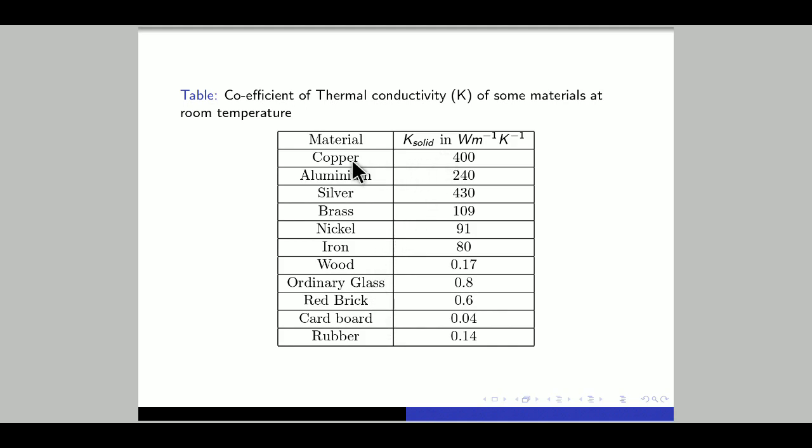From these values you can observe that copper, aluminium, silver, brass, nickel, iron, they are all good thermal conductors. Wood, glass, brick, cardboard, rubber, they are all bad conductors of heat. Bad conductors of heat are also called thermal insulators. We need both good conductors of heat as well as bad conductors of heat in our daily life usage.